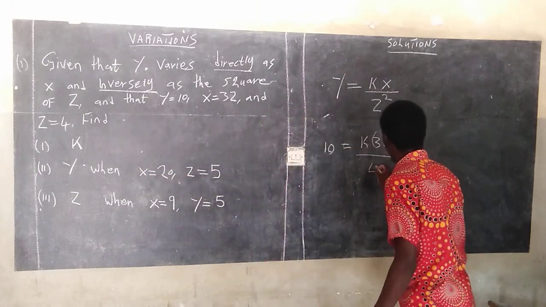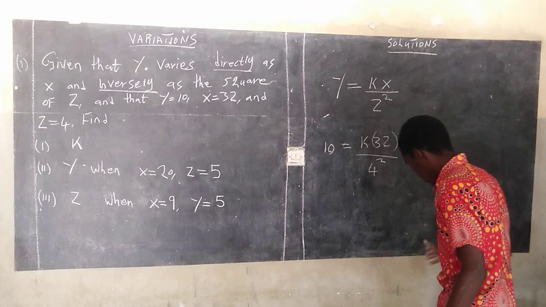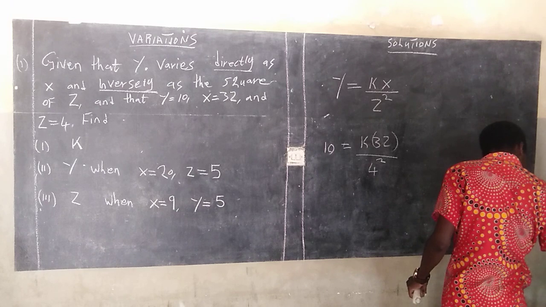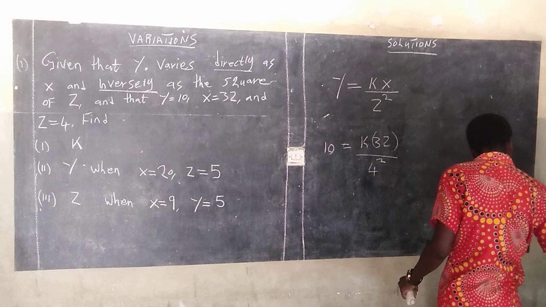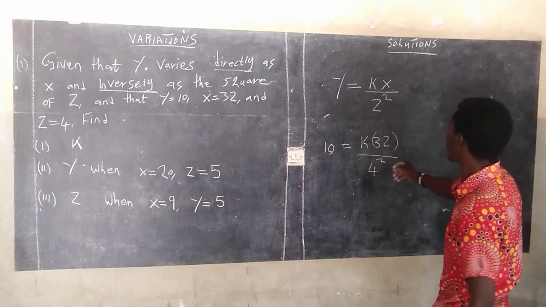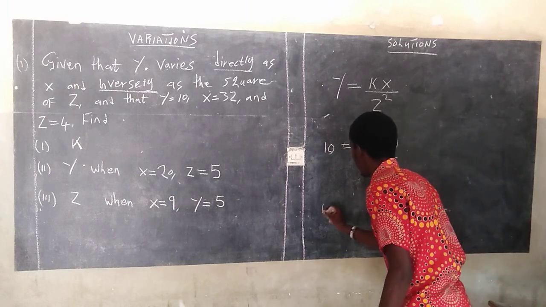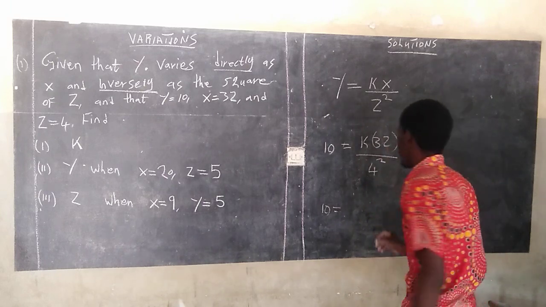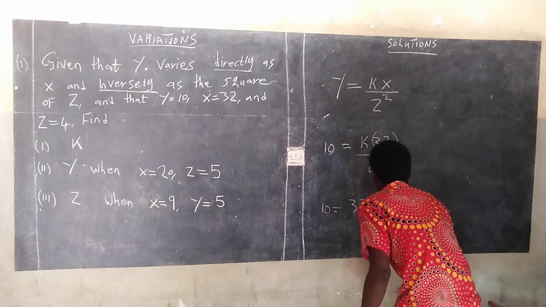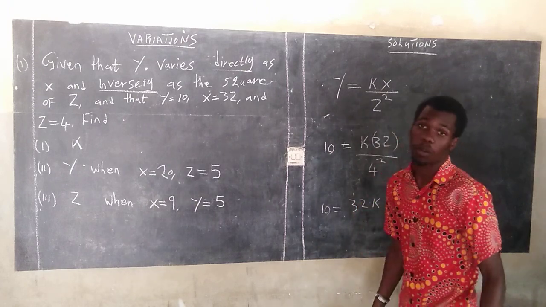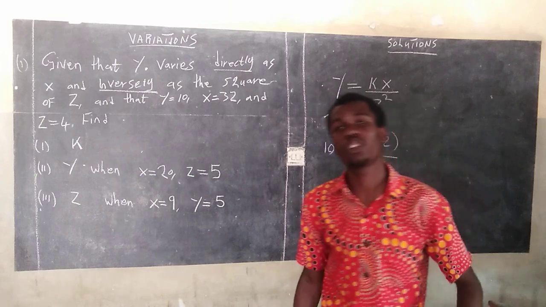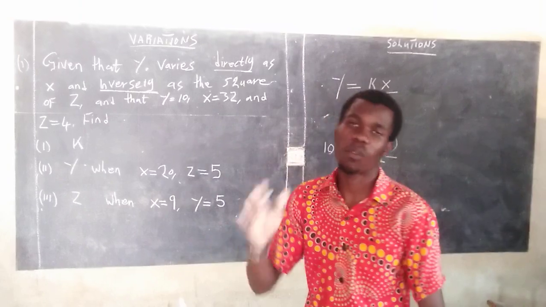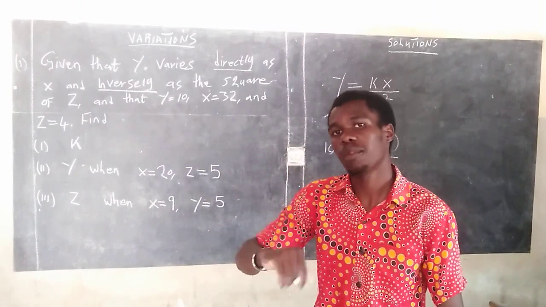But here they're saying it's 4 squared, right? So here I'm having my 4 squared. Since I'm finding the value of k, I'm going to play with them mathematically. K times 32, I'm going to have 32k. What's 4 squared? According to the laws of indices, 4 squared means 4 times 4, not 4 times 2.